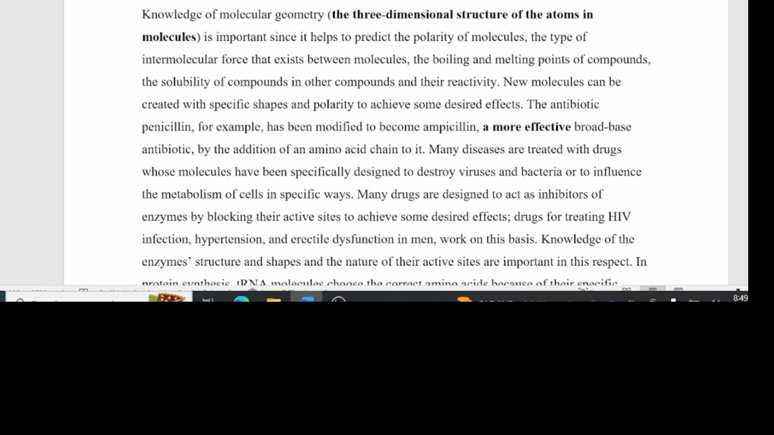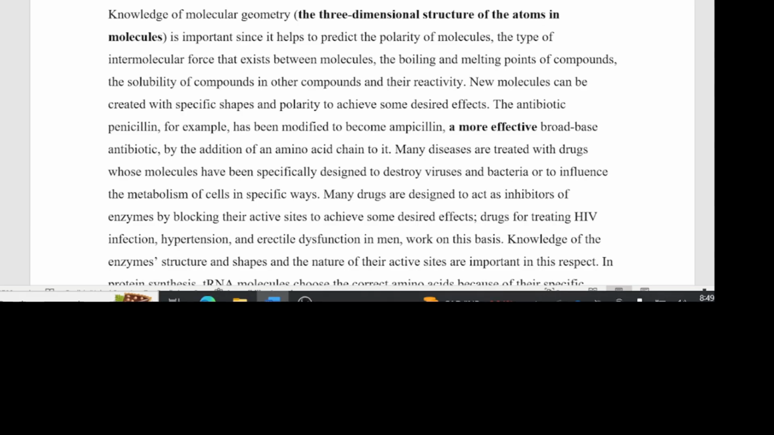The antibiotic penicillin, for example, has been modified to become ampicillin, a more effective broad-based antibiotic, by the addition of an amino acid chain to it. Many diseases are treated with drugs whose molecules have been specifically designed to destroy viruses and bacteria or to influence the metabolism of cells in specific ways.